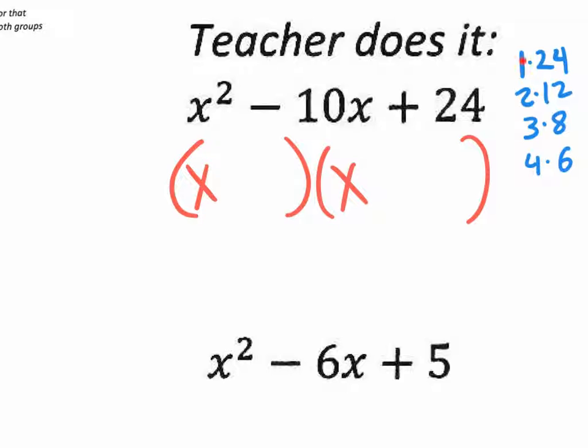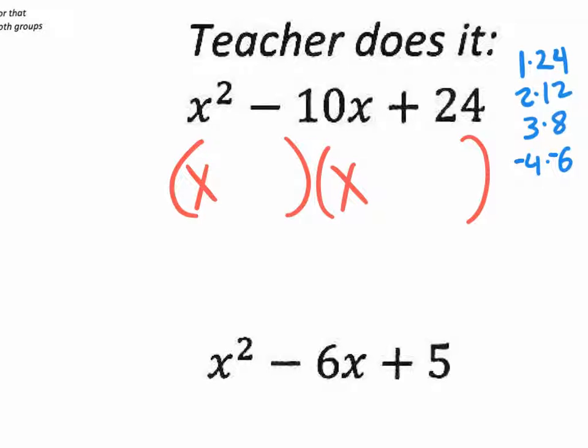Now, if I combine 1 and 24, what do I get? 25. That's not 25. 2 and 12 is 14. That's not 14. 3 and 8 is 11. That's not 11. 4 and 6 is 10. That's 10, but I want it to be negative. So I have the right numbers, I just have the wrong signs. So let's change it to what? Negative 4 and negative 6.